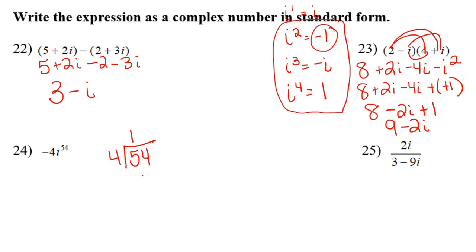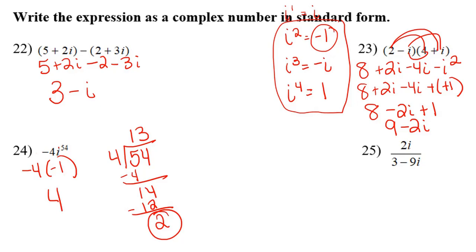Well, 4 goes into 5 one time, right? 4 goes into 14 3 times. I'm left with a remainder of 2. This remainder meant I have 2 i's left behind after I go through my pattern 13 times. So I went through this 4-person pattern 13 times. I have 2 i's left to go. That means I have an i squared left, right? Which would mean this i to the 54th is technically just a -1. Which means -4 times i to the 54th is just a +4.